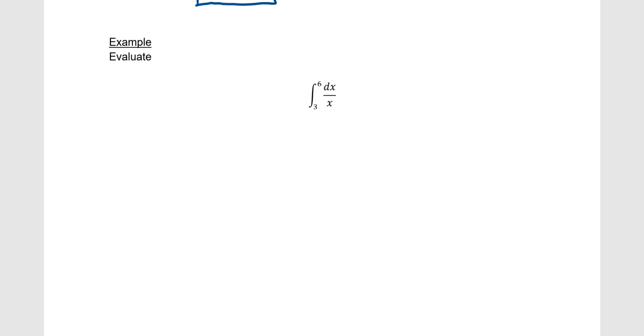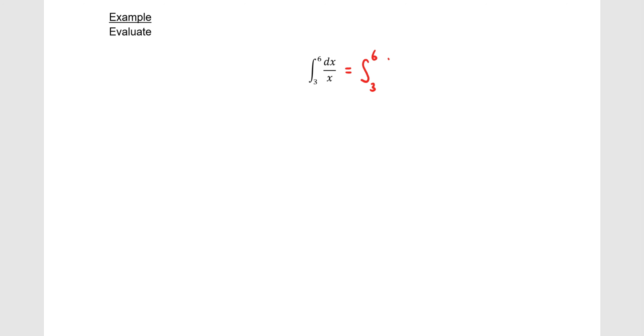Okay, next one we have evaluate the integral from 3 to 6 of dx over x. So we should know that this is the same thing as the integral from 3 to 6 of 1 over x dx, right? That's just a different way of rewriting that. So now we need to think, what's the antiderivative of 1 over x? We should be thinking, what do we take the derivative of and get 1 over x? The answer is the ln of x.